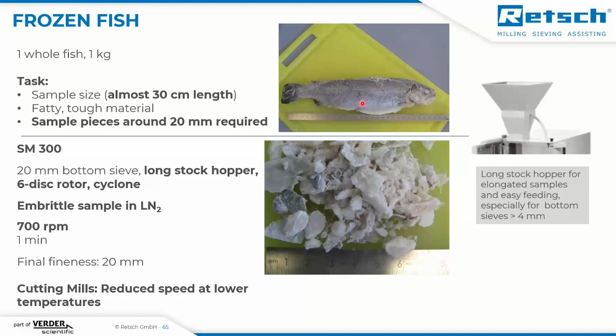It's really like a wooden block, and here cutting is maybe not the best. We need shredding, and then the 6-disc rotor is used. Here we take 700 RPM to avoid any warming of the fish during the grinding process. Warm fish in such a machine is maybe not a nice idea, also for the cleaning afterwards, but with a hard frozen sample and reduced speed, that worked fine.